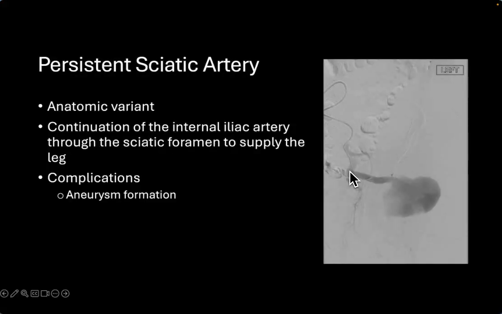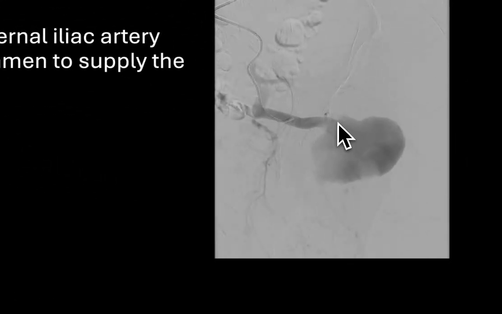This one's actually really nice because you can see how it's going through the sciatic foramen, and the other one was kind of going straight down. This one went at almost a 90-degree angle through the sciatic foramen. Hence why it's called the persistent sciatic artery. It's following that same kind of pathway.